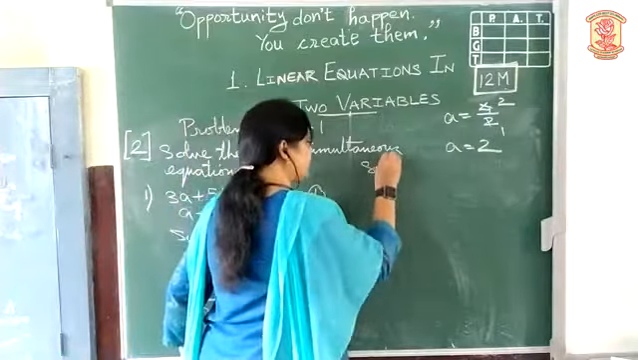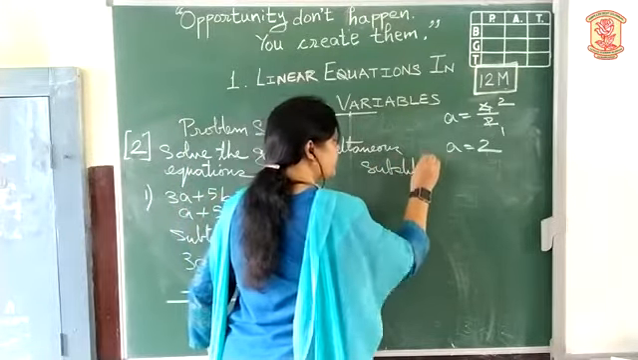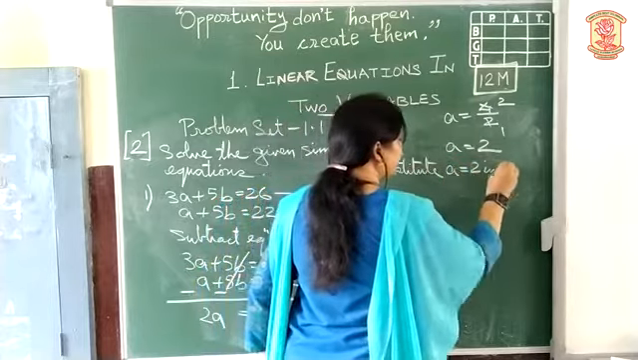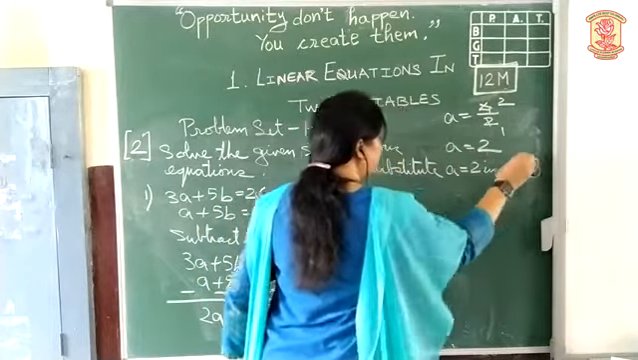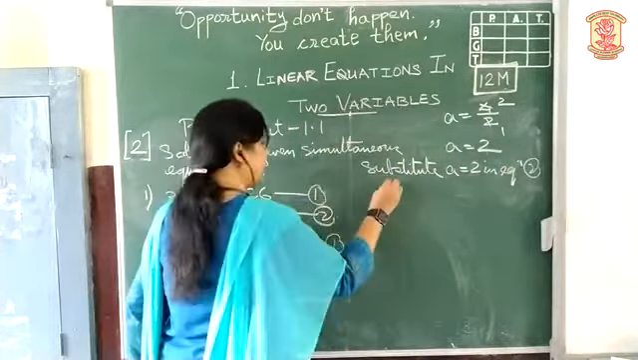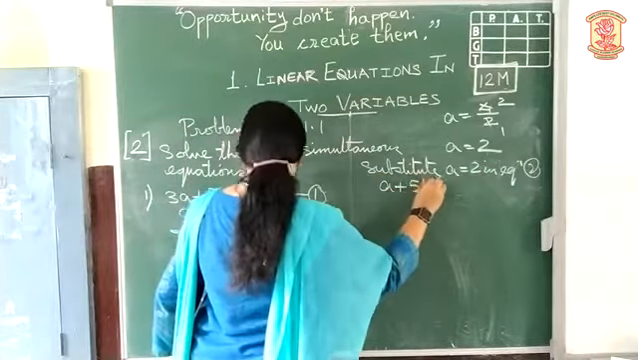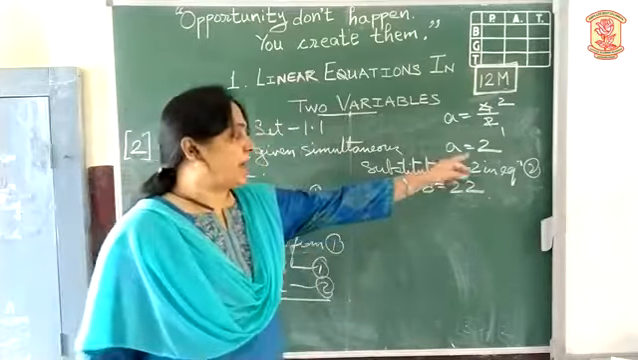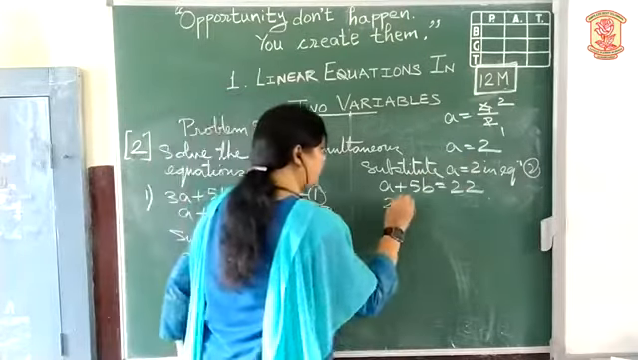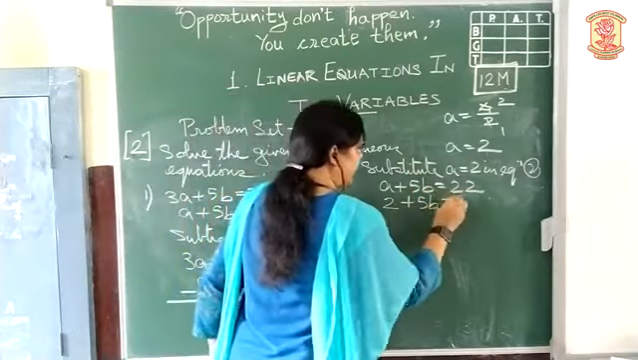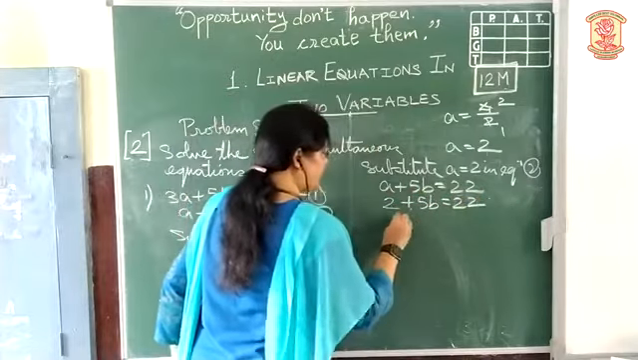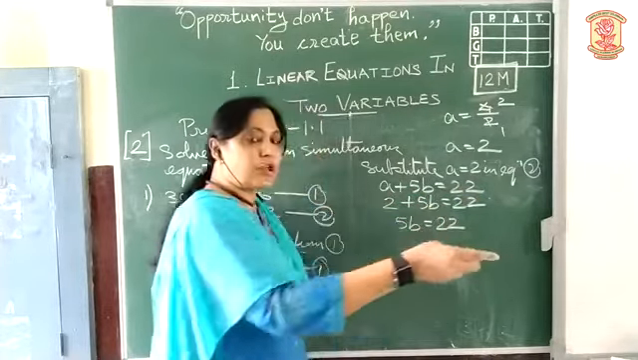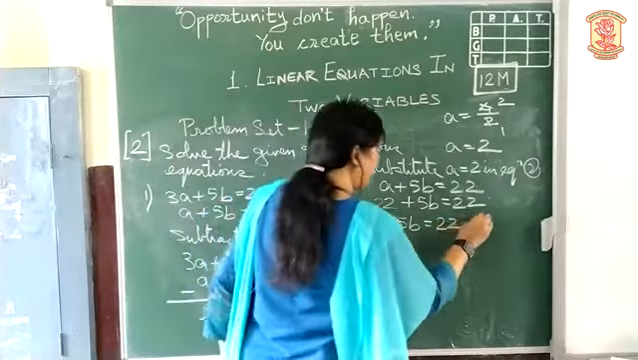That is, substitute in equation 2. The second one is a plus 5b equals 22. In place of a, we are going to write 2. So it will be 2 plus 5b equals 22. So 5b will be 22 as it is, plus 2 when it goes to the other side, it will be minus 2.